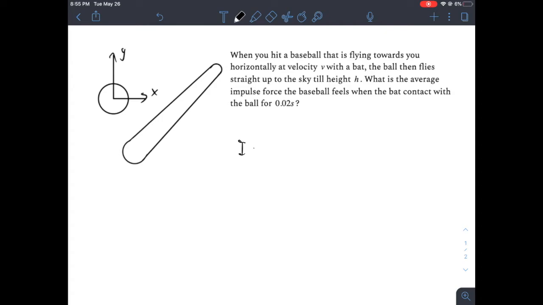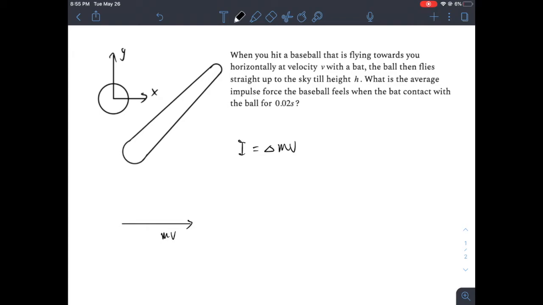So welcome back guys. First, let's review what is meant by impulse. Impulse is the effect that a force exerts on an object for a given time, continuously. Then it's equal to the change of momentum of the object.